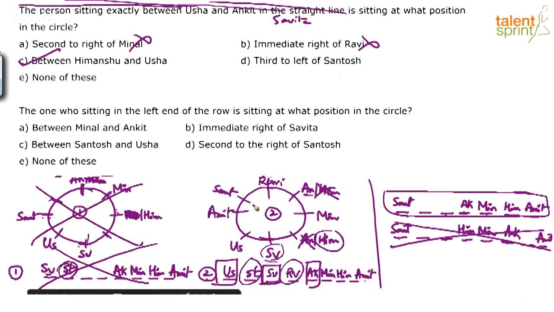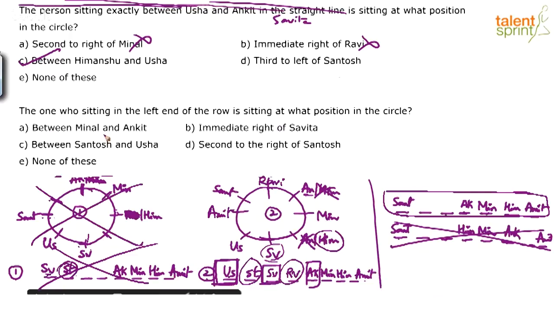Next question. The one who's sitting in the left end of the row is sitting at what position in the circle? Again the same point. Who is sitting on the left end of the row? Usha. Right? The one who's sitting on the left end of the row is Usha. So what is Usha's position in the circle? You have to go by options.